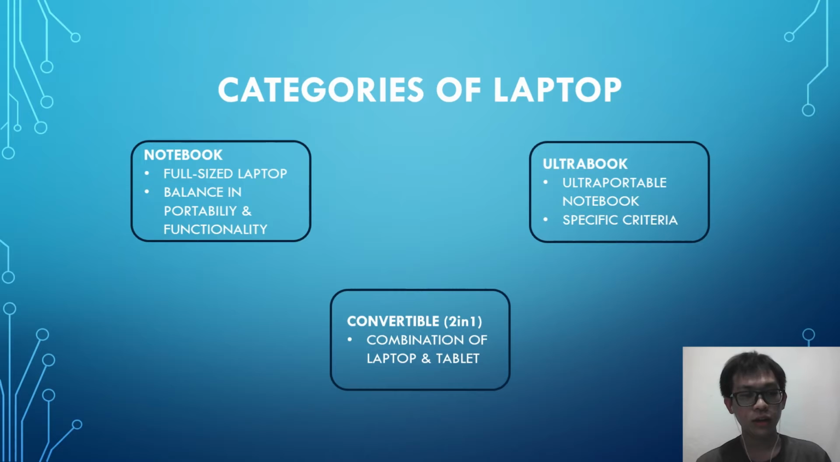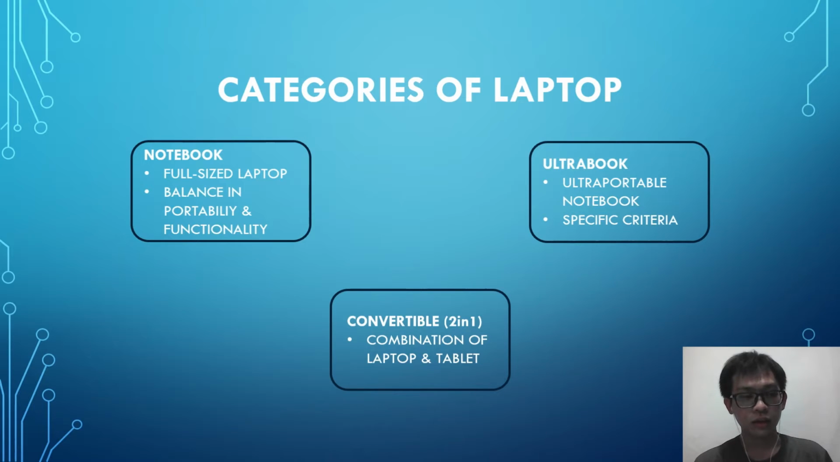The second category is an Ultrabook. This ultra-portable notebook must meet specific criteria for various things such as size or weight, battery life, and type of chipset. This kind of laptop will be significantly lighter and smaller compared to a full-size laptop.